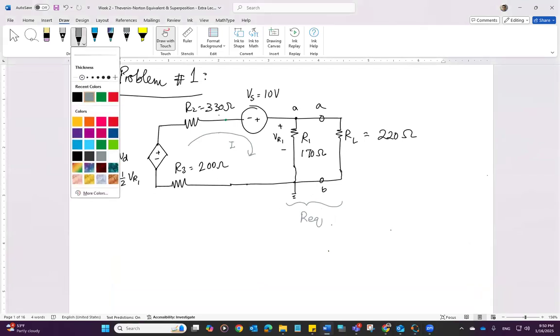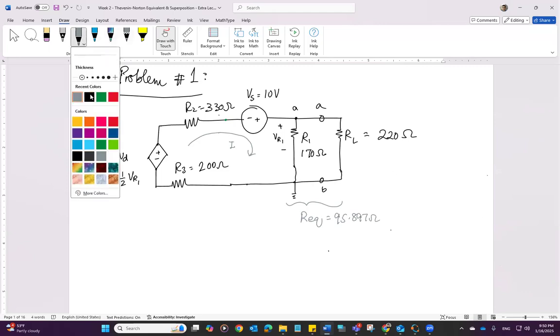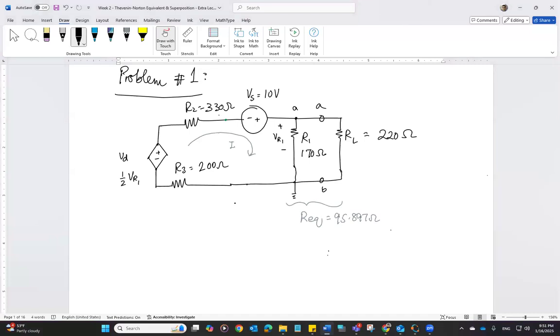We can call it 95.9, or 95.897. Okay, so once we have this, I'm going to write down the KVL equation. We have Vs minus Vd equal to I times R equivalent plus R2 plus R3. Remember, we replaced R1 and RL by R equivalent, and we will have only a single loop.